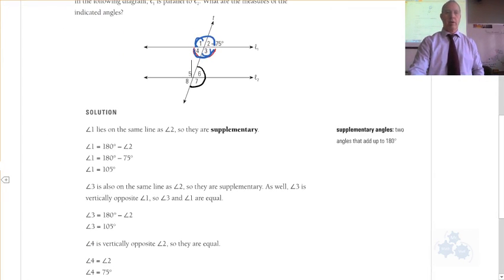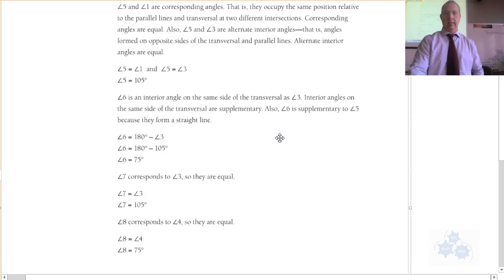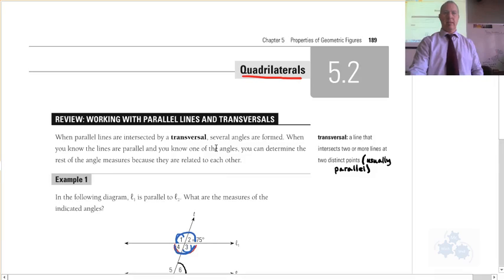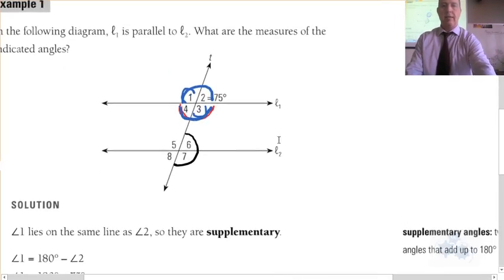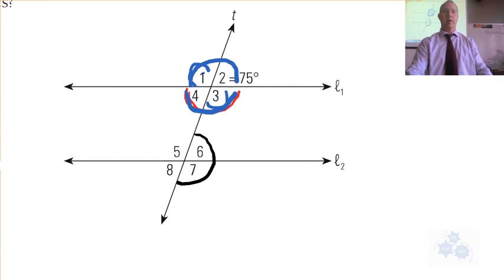All right, well, what else do they want to tell us here in 5.2? Okay. Now if we're talking about parallel lines, then some more things can be determined. So let's go back to this diagram, and let's assume that these are parallel lines now. Okay, line 1 and line 2 are parallel.